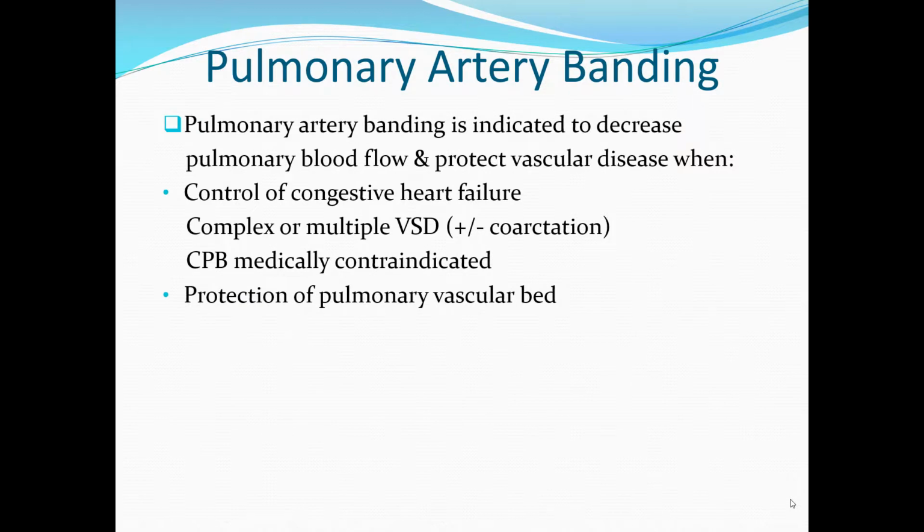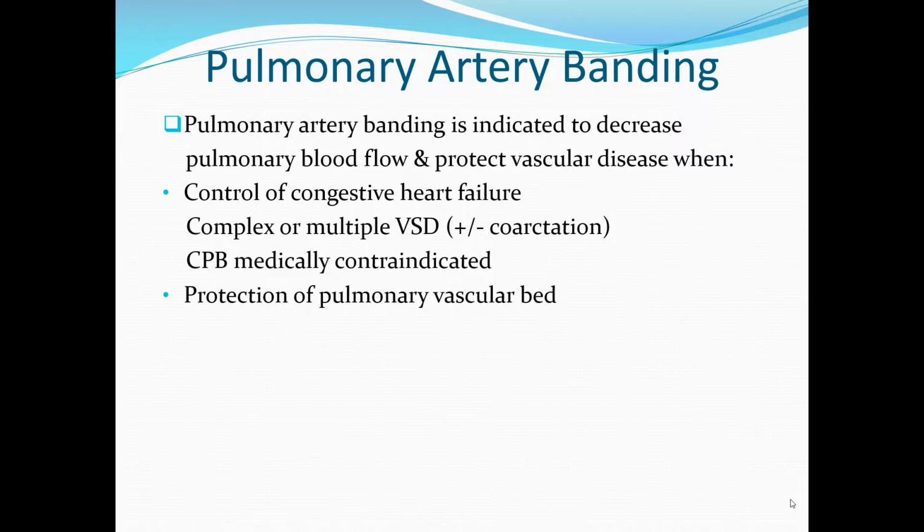Pulmonary artery banding, this is in contrary to the Blalock-Taussig shunt or systemic pulmonary artery shunt. What we do is reduce the blood flow to the pulmonary arteries. Why? Because in those congenital heart diseases, especially left to right shunt, for example, multiple VSD, there will be higher blood flow to the pulmonary arteries.